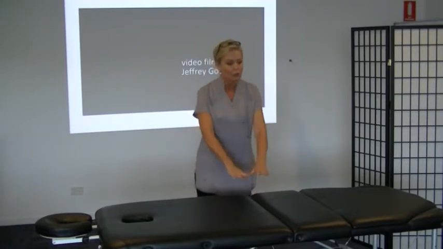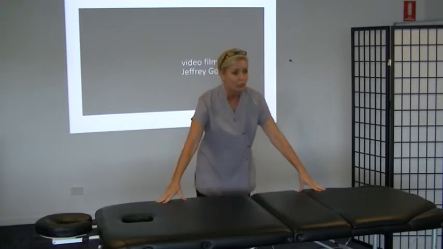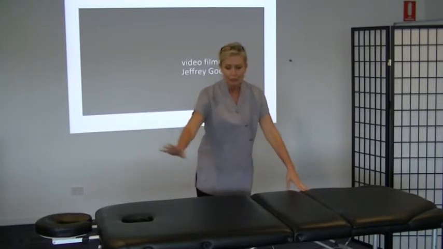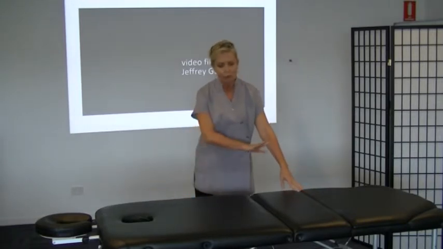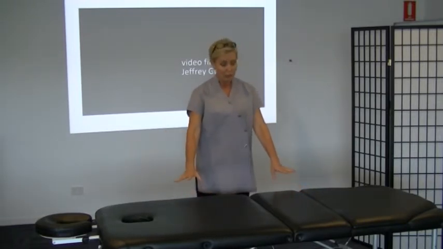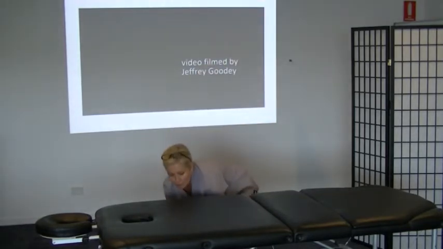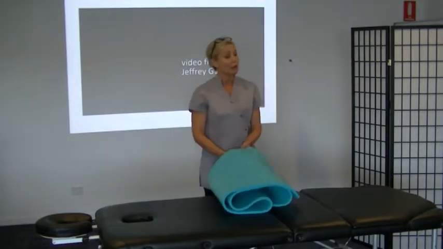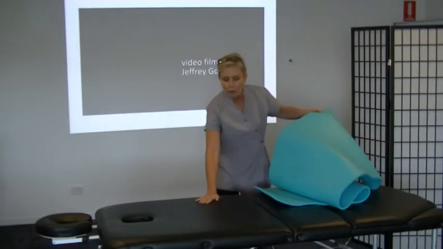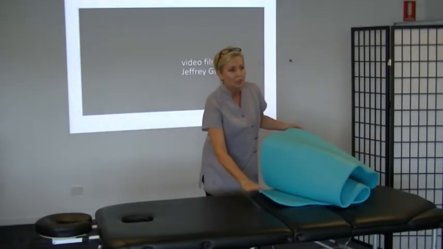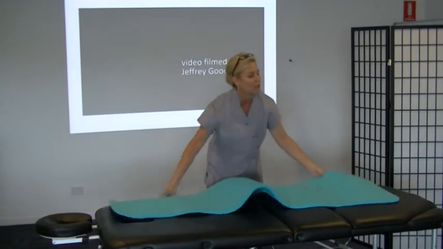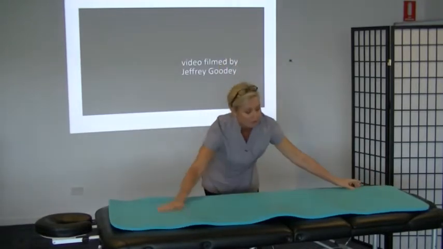So make sure that your massage table is clean and sterilised. So whether you use a spray or a wipe, make sure that you've wiped everything down and it's all clean and hygienic. So the first thing we place on the massage table is some kind of padding. Even though my massage table is quite padded, sometimes it's an added benefit just to have a little bit of extra padding there.